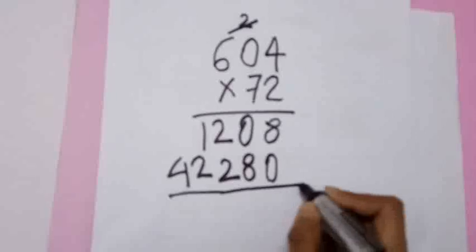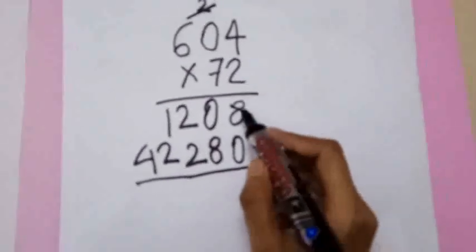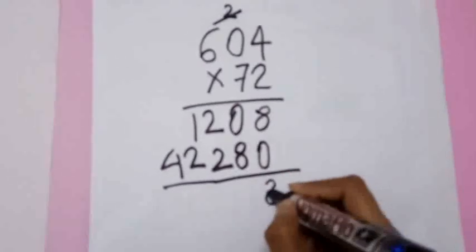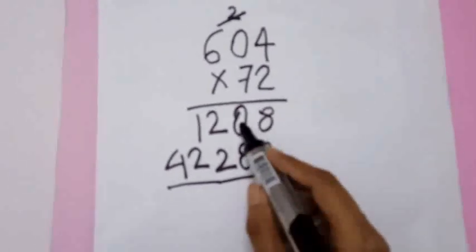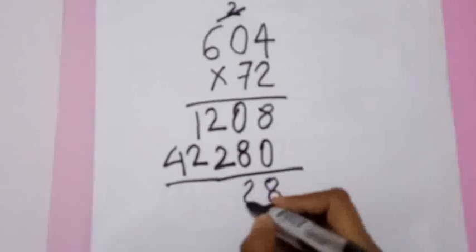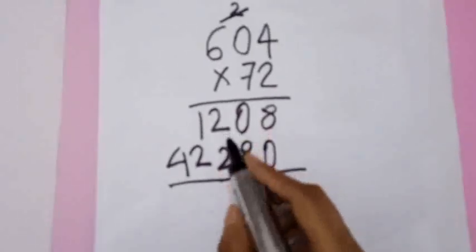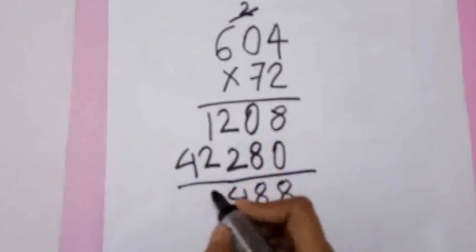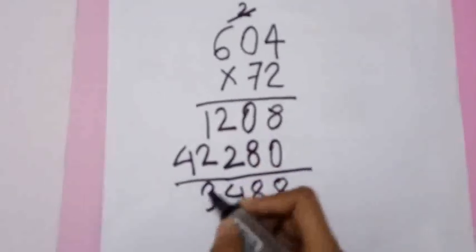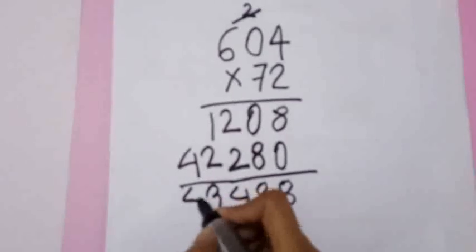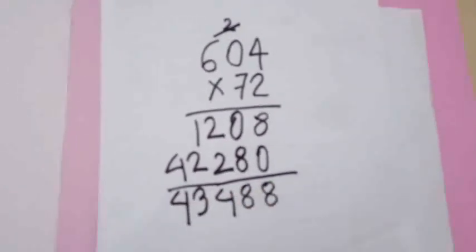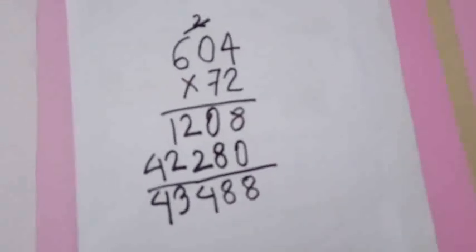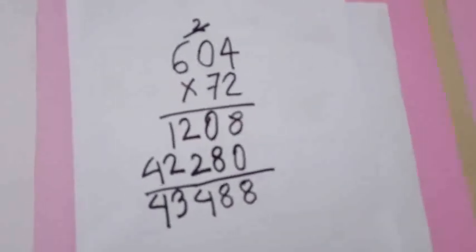Then add these two lines. 8, 0, 8, again 0, 8, 8, 2 plus 2 is 4, 2 plus 1 is 3, and 4. Answer is 43,488.